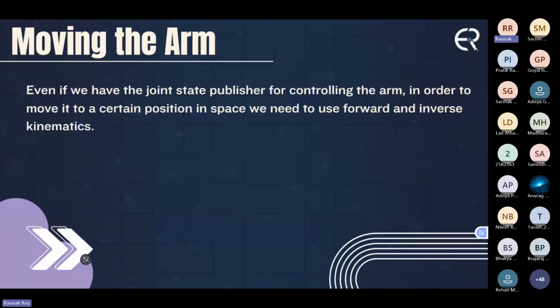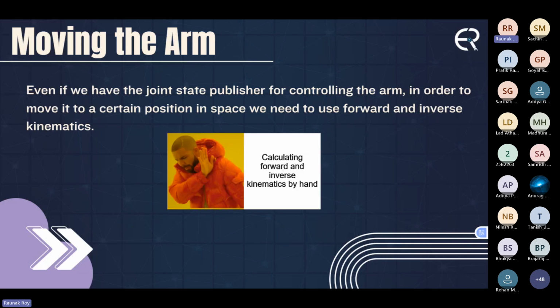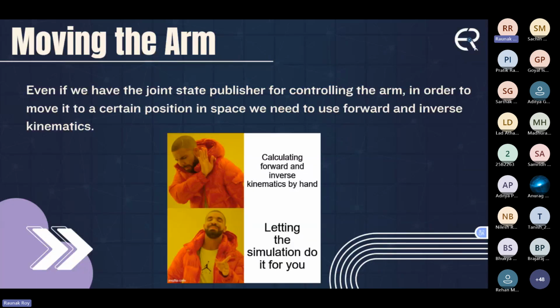Now that we can see the arm, we also want to be able to autonomously move it, not just give manual angles to the joint state publisher. For that, we have to use forward and inverse kinematics. But calculating forward and inverse kinematics by hand can get messy and can result in errors. So why do it when we can let the simulation do it for us?